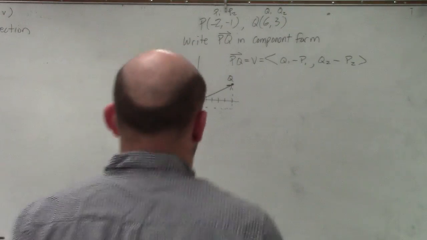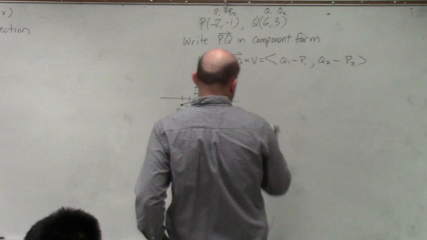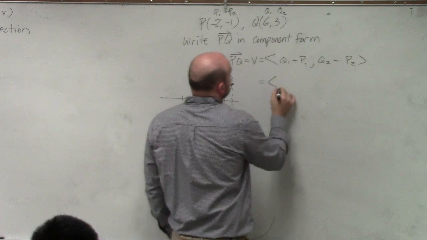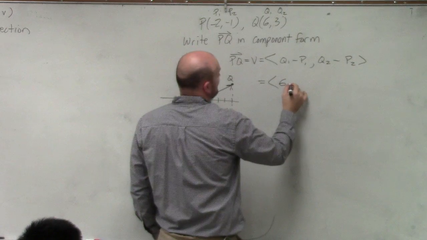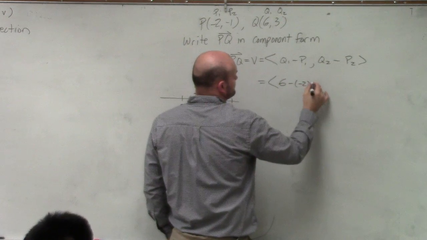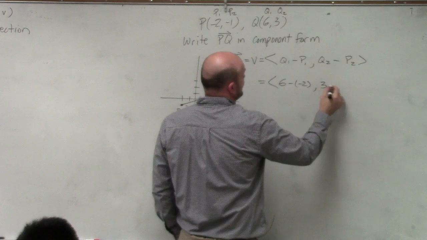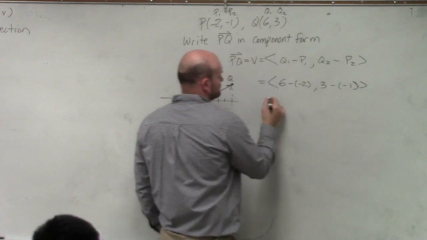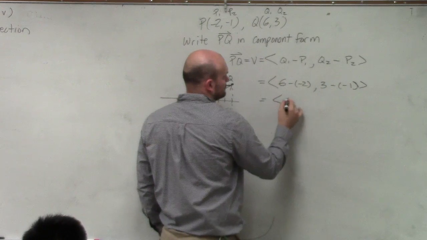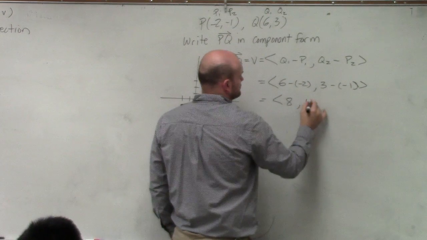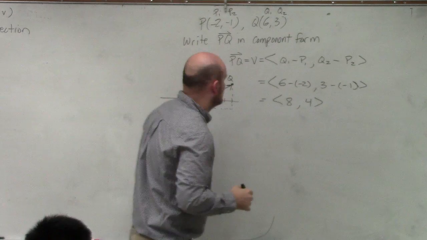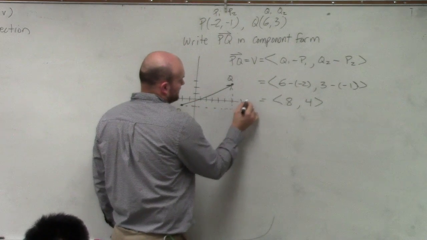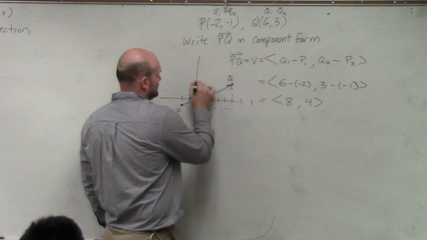Instead of calling it vector PQ, I'm just going to call it V. Therefore, I have 6 minus a -2, comma, 3 minus a -1. So that is 8, 4.